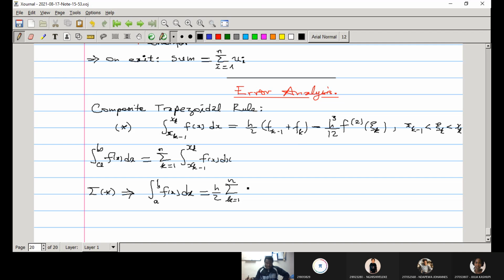Okay, so this one. Obviously, remember that we group this, but I'm not going to go through that. So this is our composite trapezoidal rule, this part. Now plus, or minus, I can still write this h like this, h cubed by 12. And then I leave the summation here.